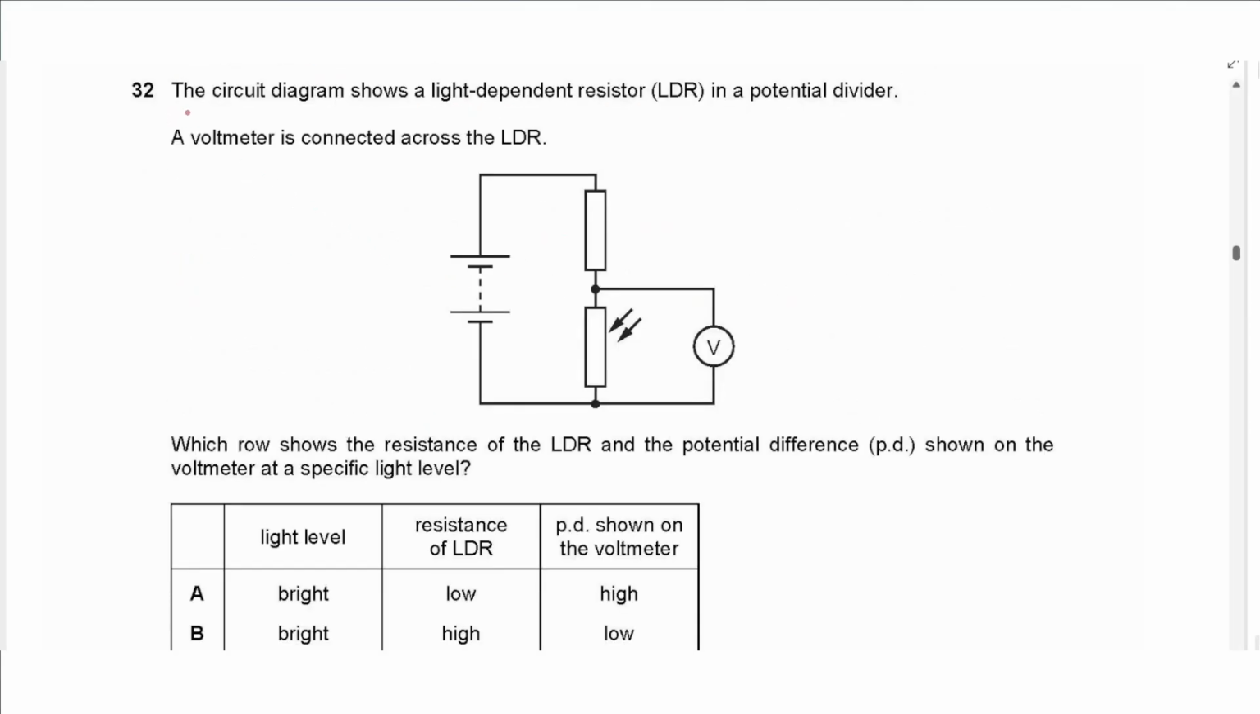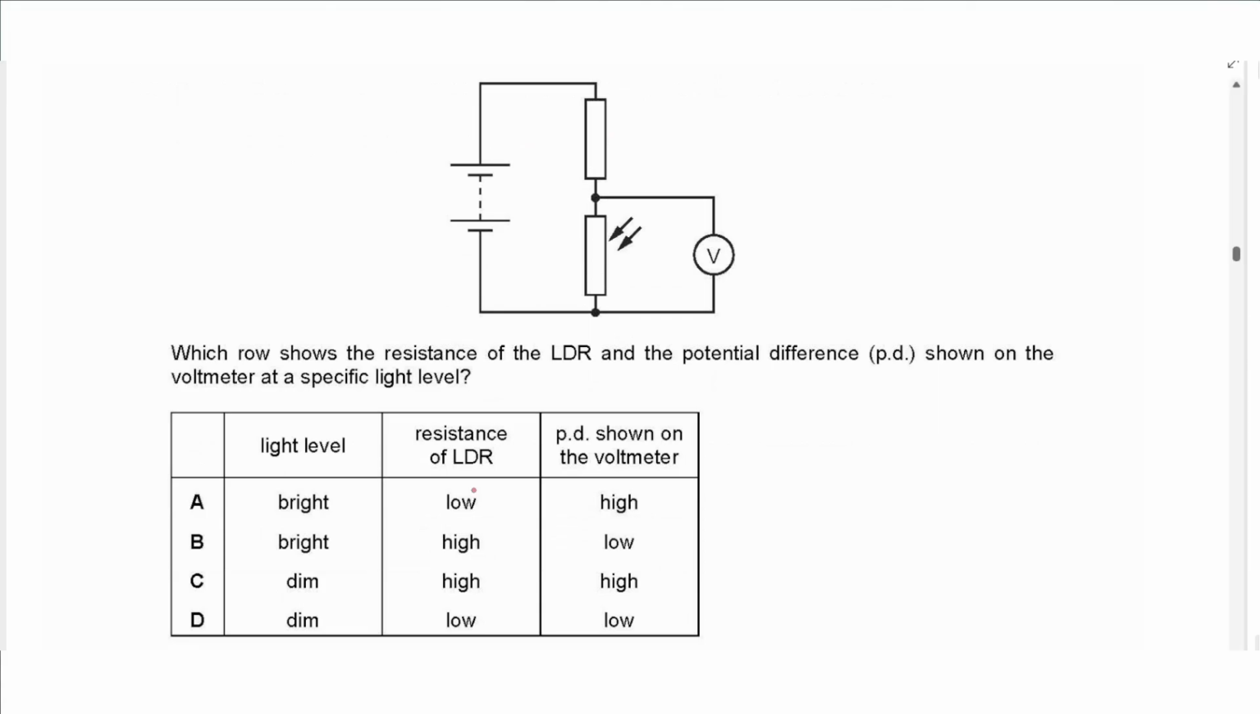Question 32 says the circuit diagram shows a light-dependent resistor in a potential divider. A voltmeter is connected across the LDR. Which row shows the resistance of the LDR and the potential difference shown on the voltmeter at a specific light level? So for bright light, the resistance of the LDR is low, yes, high, no. Dim light, high, yes. Dim light, low, no.